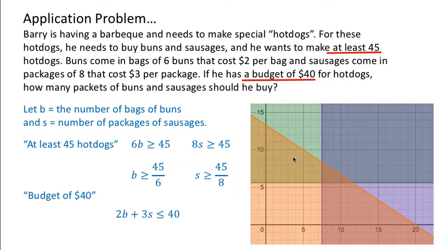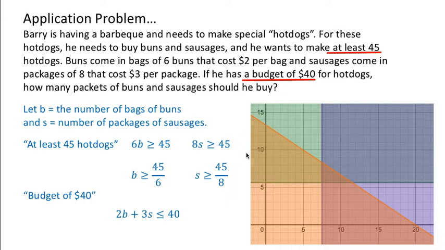And this orange line is 2B plus 3S equals 40. You can see that if you cover up the 3S, 2B equals 40, so B equals 20. That's your x-intercept or B-intercept, and this y-intercept or S-intercept is 40 on 3.